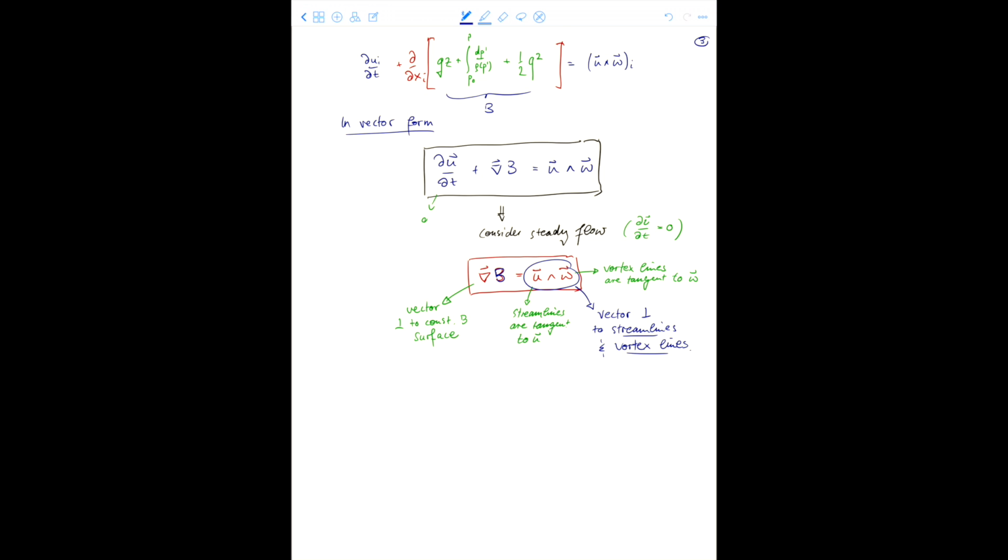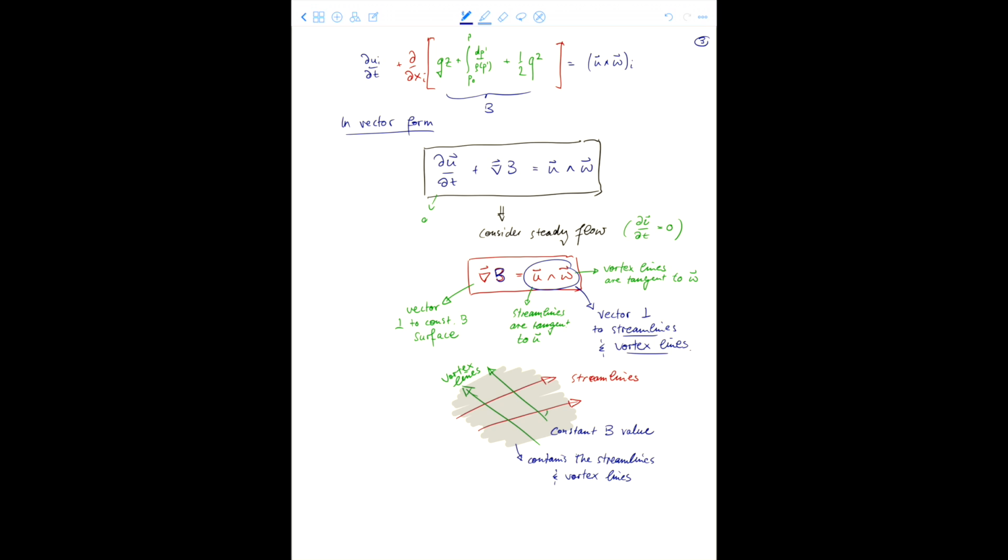And that is the Bernoulli equation. So graphically, if I have streamlines going in one direction and vortex lines going in the other, and it doesn't really matter what the angle is between those, what is always the case is that this surface here, which contains vortex lines and streamlines, has a constant B value. And this contains the streamlines and vortex lines of your flow.